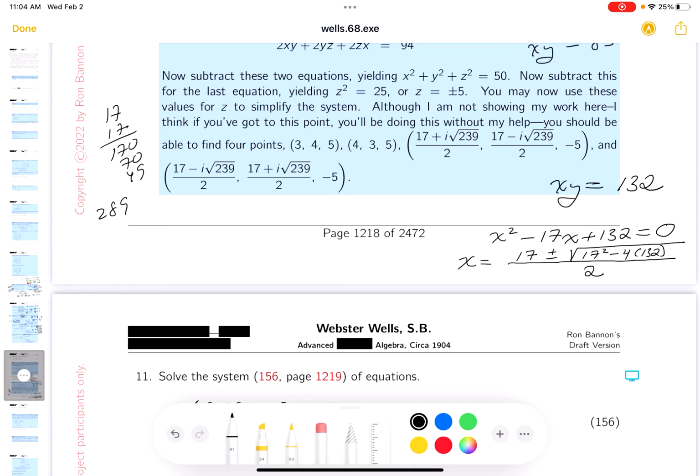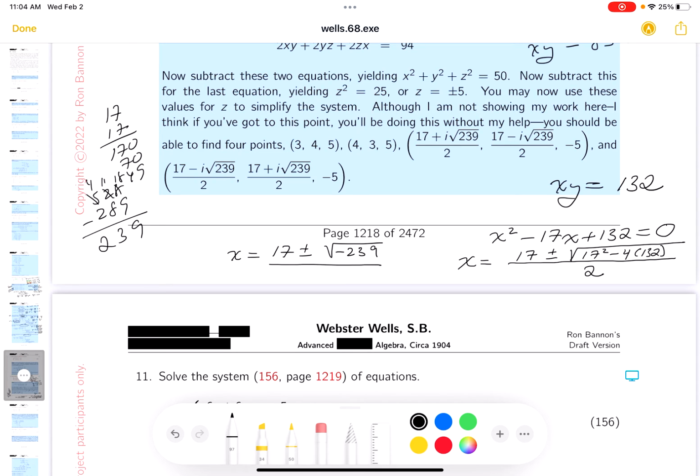And what's 4 times 132? Well, it's 400, 520, 528. I have to subtract them. Oh, well, that's a lot of work, isn't it? This would be 1. This is 18. I get a 9. That's a 4. That's 11. That's 3. 239. So it's minus 239. Let's write this down. x equals 17 plus or minus the root of minus 239.